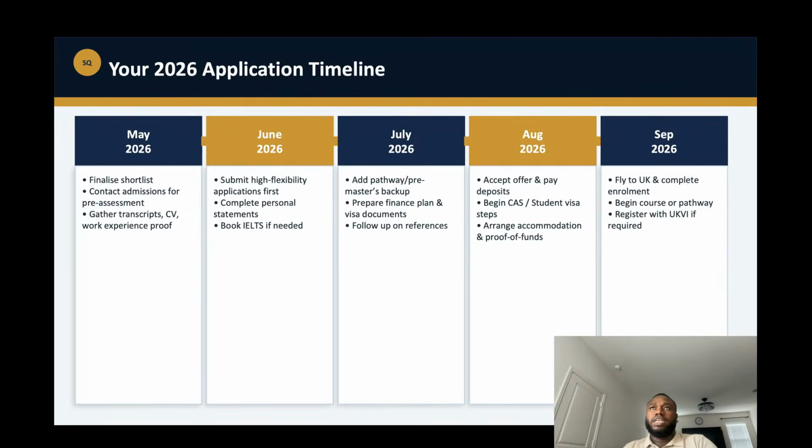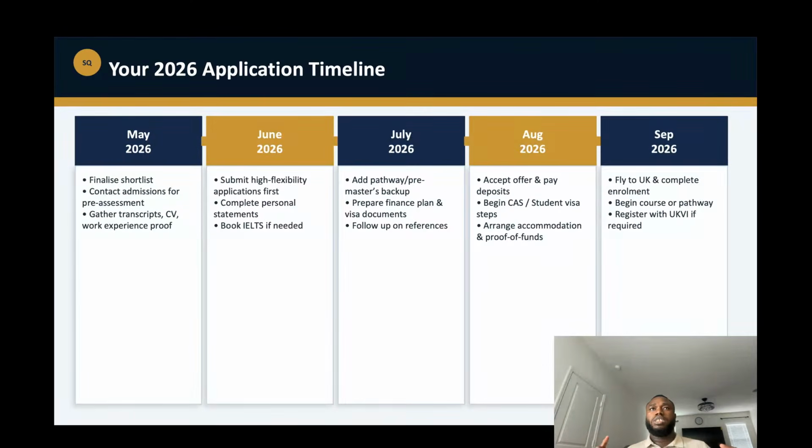And then in July, this is for those who don't have a fantastic undergrad degree, let's say you have a low third class or even a pass, and you are not able to get into a direct master's program. In July, you can start looking at the other pathways I mentioned before, like the pre-masters and the foundation program. For those who've gotten admission, you also want to start preparing your bank statements and all the documents you need for your visa applications. If you're reaching out to references, you also want to follow up with them and make sure they've submitted letters of recommendation.